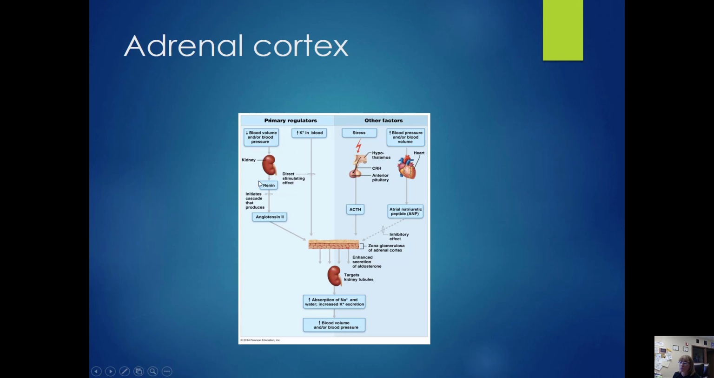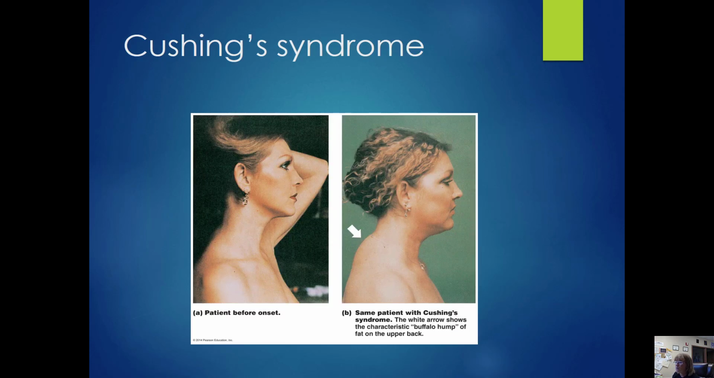Or we have low blood pressure, low blood volume, which is going to result in renin release, which results in the production of angiotensin II, which will then again go to the adrenal cortex and cause the secretion of aldosterone. And then we reabsorb sodium and excrete potassium, and then our blood volume and pressure go up, and now I have dealt with that chronic stress of low blood pressure.